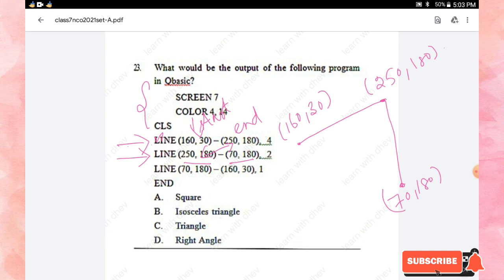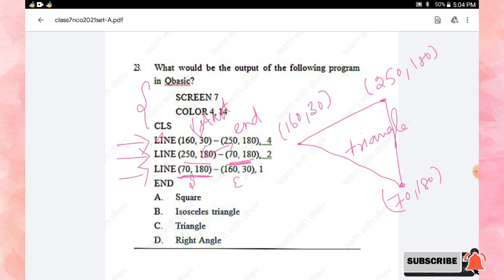Again, after executing this statement, the pointer will move on to the third statement. Here, this is the starting point of the line and this is the ending point of the line. Again, carefully look into these two coordinates, both are the same, which means the third line would start from this point and end at this point. So finally, you will get a triangle. So what would be the output of this program? Yes, it's obviously option C, triangle is the right answer.